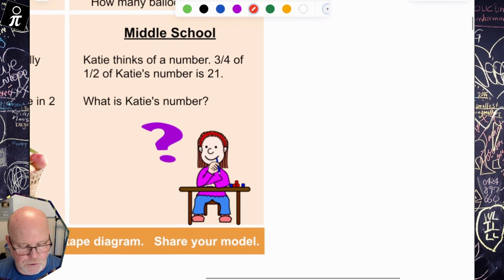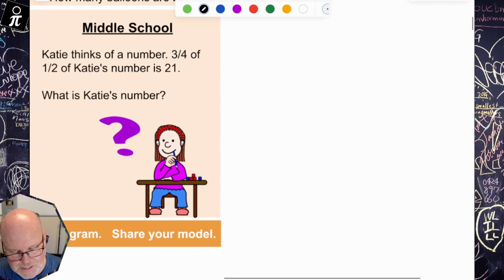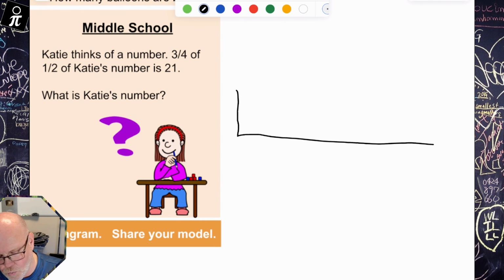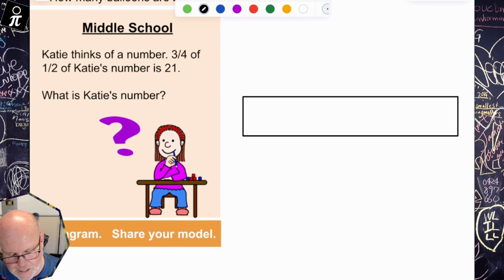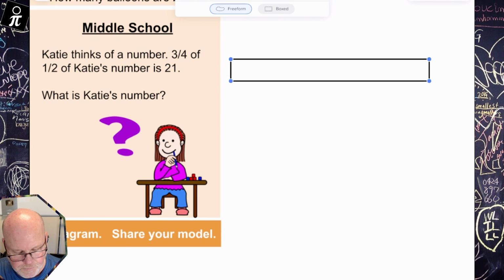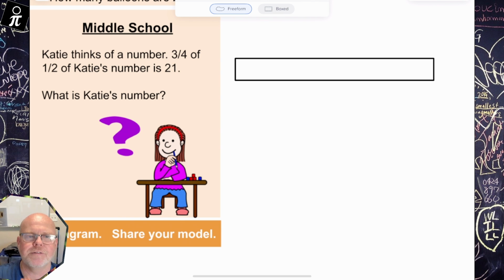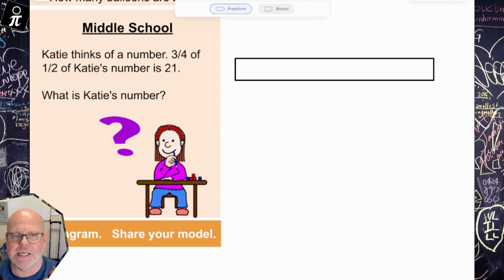All right, for the middle school problem, Katie thinks of a number. 3/4 of half of Katie's number is 21. Oh my goodness. So again, this seems like it's going to be a one tape diagram kind of problem. And it says 3/4 of half is 21.